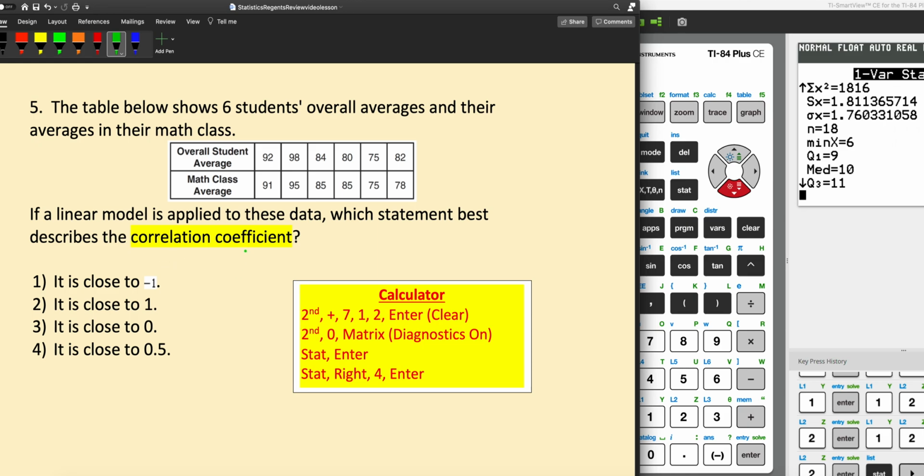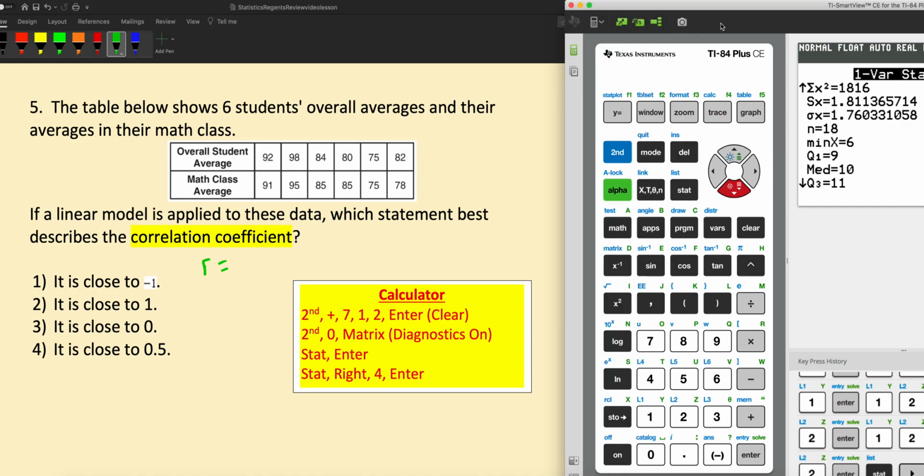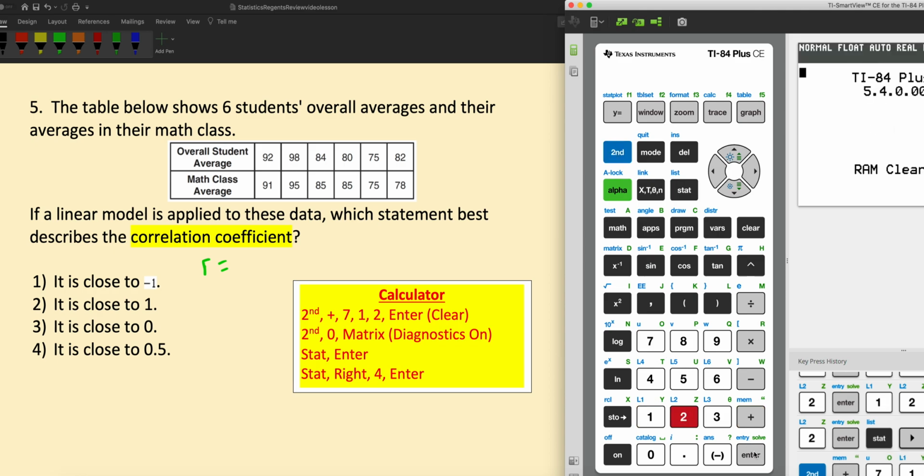Guys, remember, correlation coefficients are always your R equals value. We talked about that. How do you get your R equals? You must put the matrix or your diagnostics on. So you got to hit your matrix button to put on diagnostics. As always, let's clear the calculator. Second plus 7, 1, 2, enter.